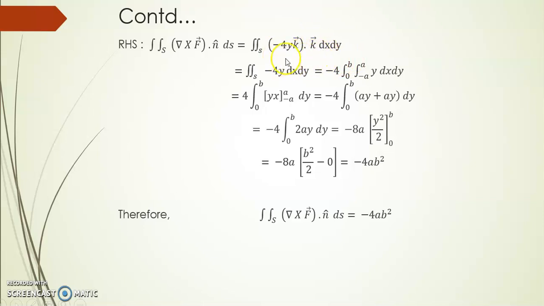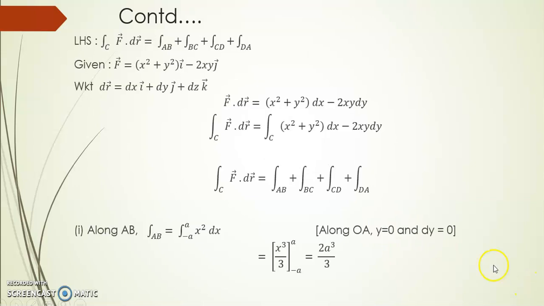Taking the dot product, it's going to be minus 4y. Integrating, you know what the limits are: x varies between minus a to plus a, and the limits of y are 0 to b. It's already given in the problem question. Evaluate it and you get the answer as minus 4ab square. So the next step will be moving on to the left hand side.